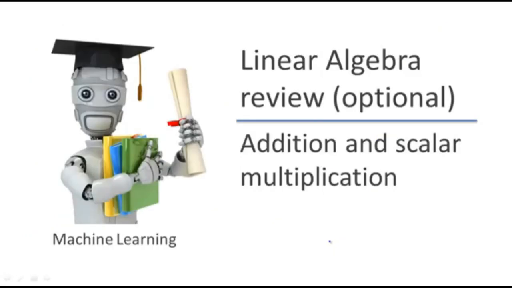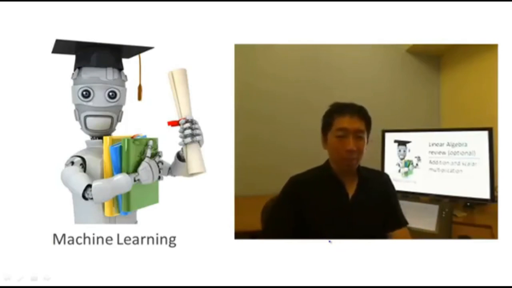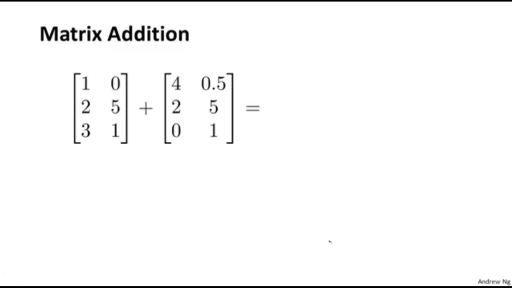In this video, we'll talk about matrix addition and subtraction, as well as how to multiply a matrix by a number, also called scalar multiplication. Let's start with an example. Given two matrices like these, let's say I want to add them together. How do I do that? What does addition of matrices mean? It turns out that if you want to add two matrices, you just add up the elements of these matrices one at a time.